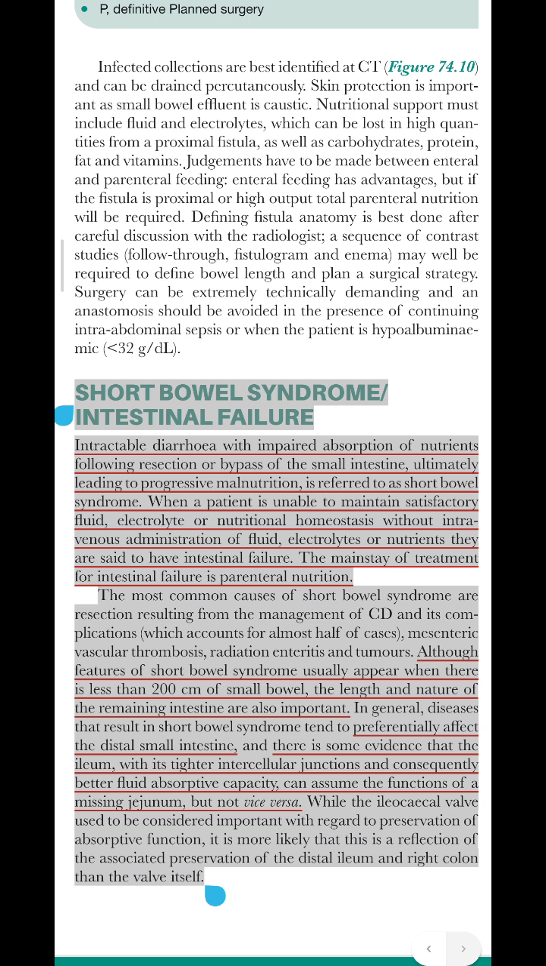In general, diseases that result in short bowel syndrome tend to preferentially affect the distal small intestine, and there is some evidence that the ileum, with its tighter intercellular junctions and consequently better fluid absorptive capacity, can assume the functions of a missing jejunum, but not vice versa. While the ileocecal valve used to be considered important with regard to preservation of absorptive function, it is more likely that this is a reflection of the associated preservation of the distal ileum and right colon than the valve itself.